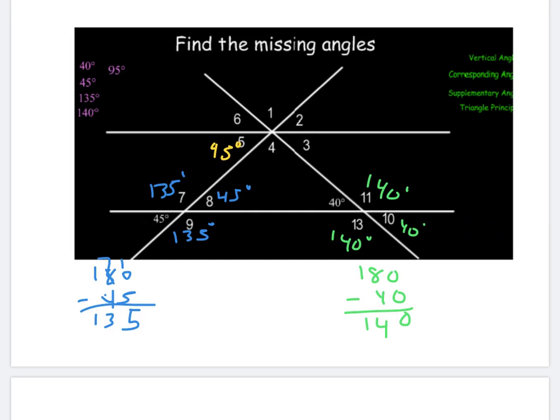If angle 5 is 45 degrees, angle 2, which is across from it, has to be 45 degrees as well, because they're vertical from each other. Okay, so let's do the same thing with the bottom.